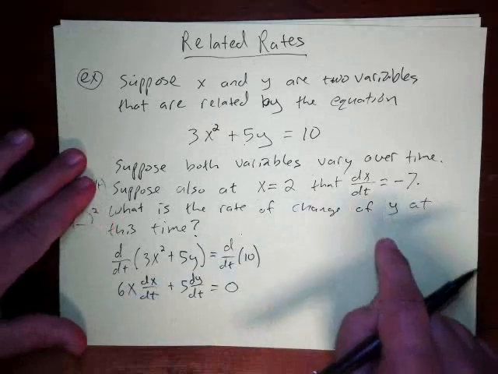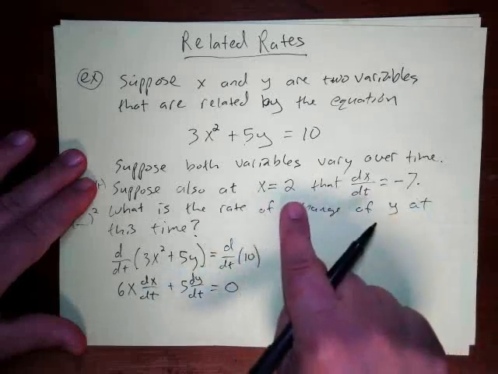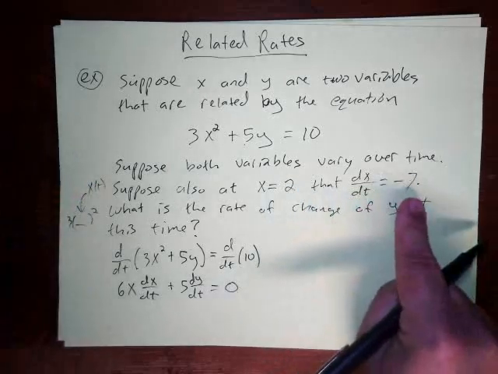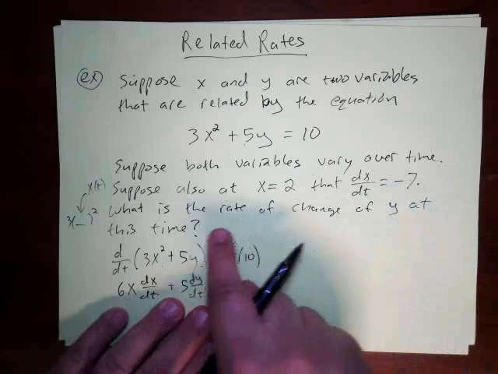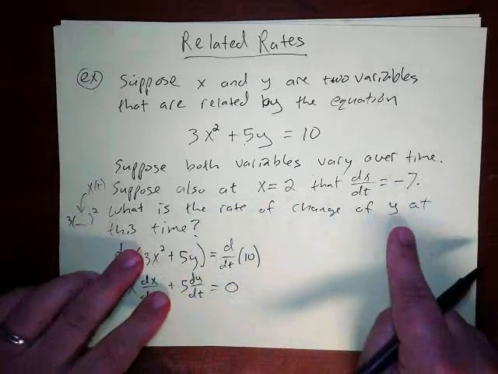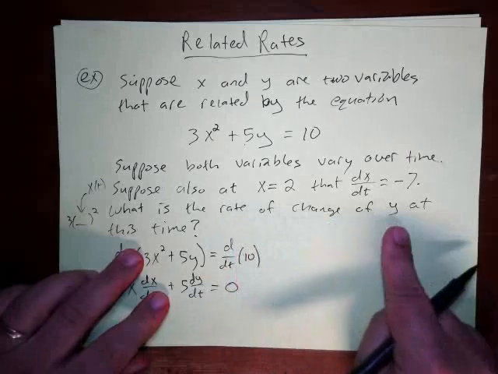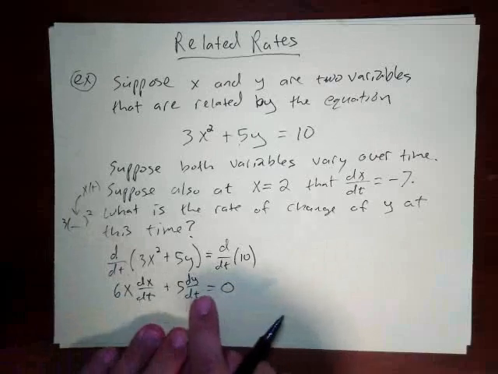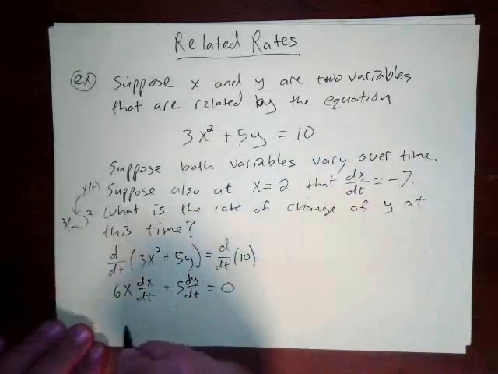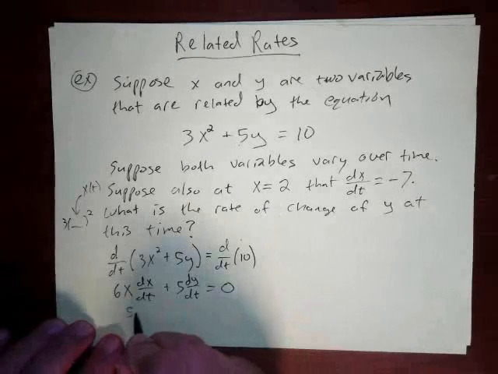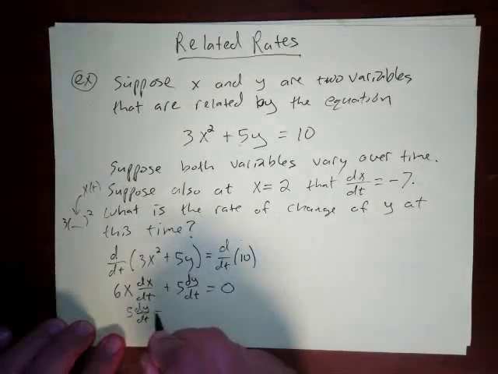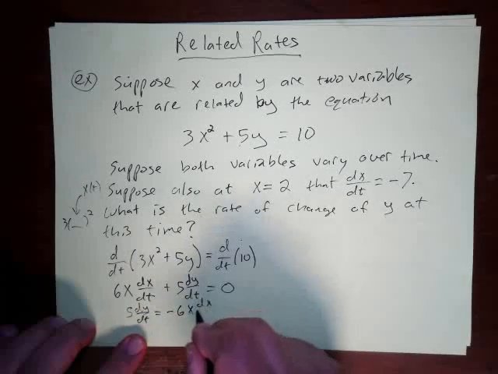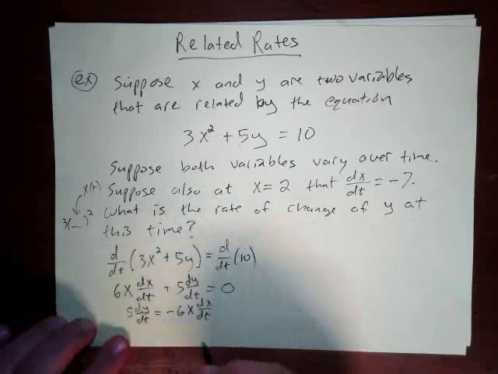And so now, I'm told that at x equals 2, dx dt is equal to -7. And then it wants to know what is the rate of change of y at this time. So the rate of change of y is the dy dt. So what I'm going to do is solve this equation for dy dt. And if I do that, I'm going to have 5 dy dt is equal to, moving this over to the other side, -6x dx dt. And then I'm going to divide both sides by 5.